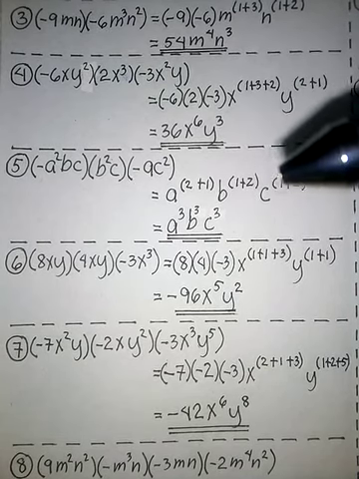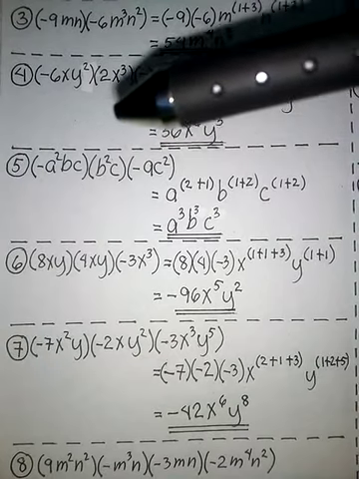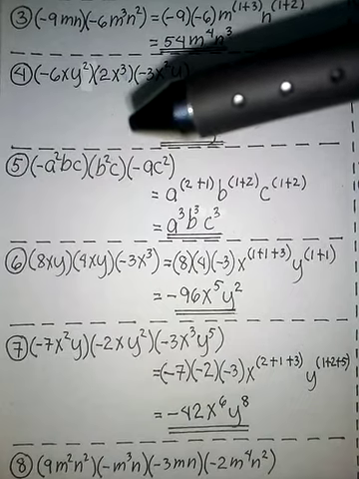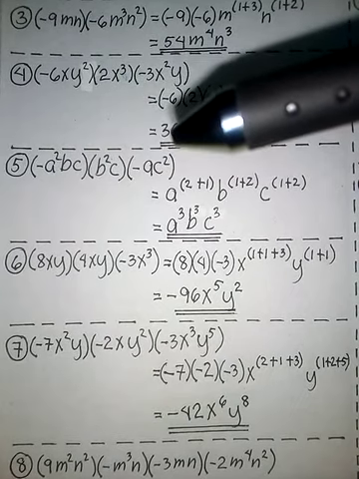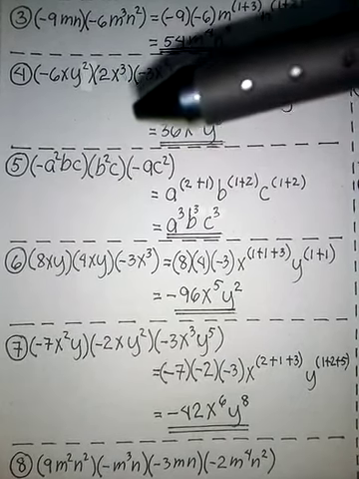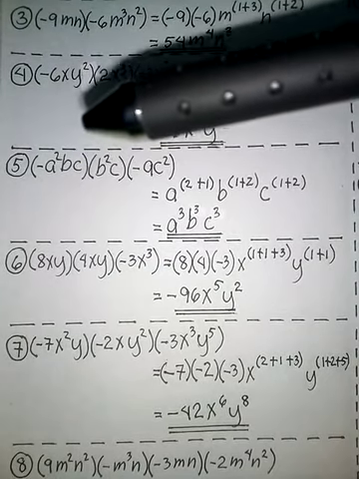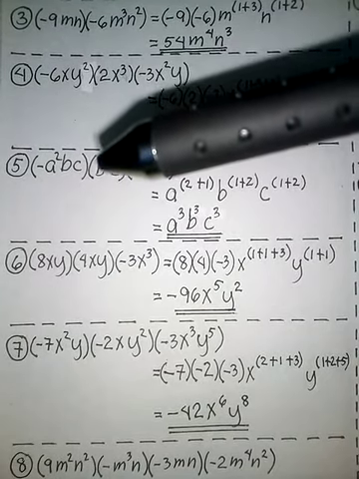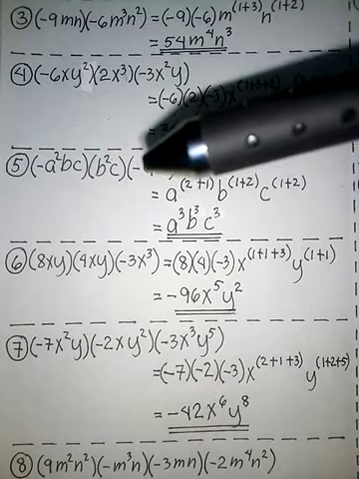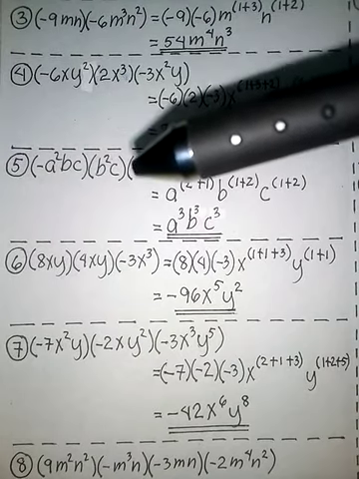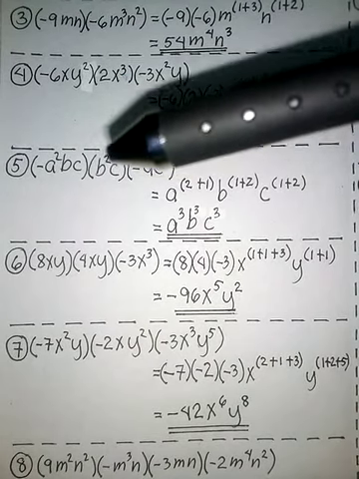So, number 5, we have negative a squared bc multiplied by b squared c multiplied by negative a c squared. So, again, let's have the sign. Negative times positive is negative. Negative times negative is positive. Or, we can have negative times negative is positive. Positive times positive is positive.